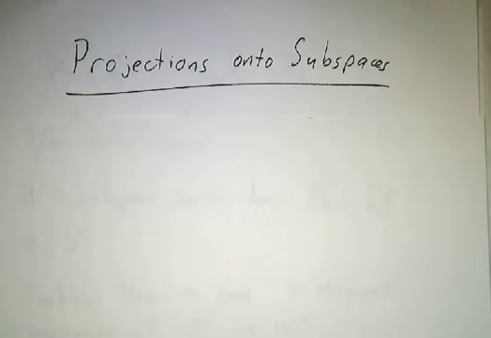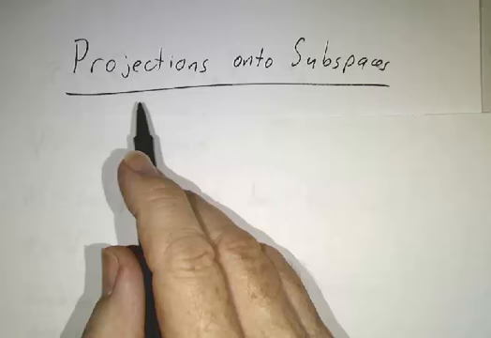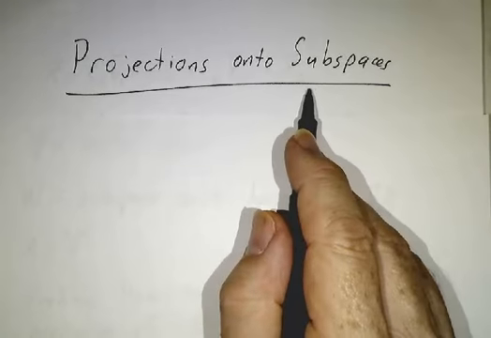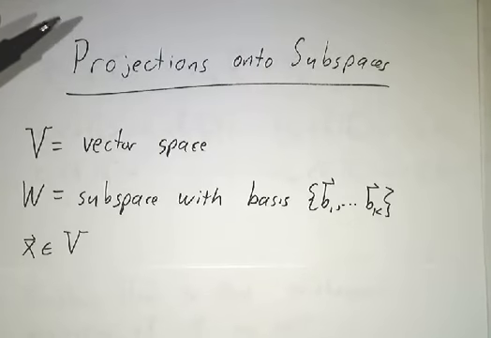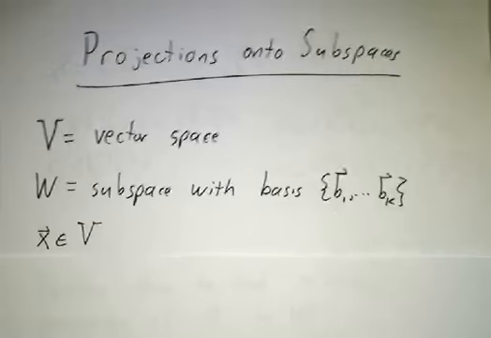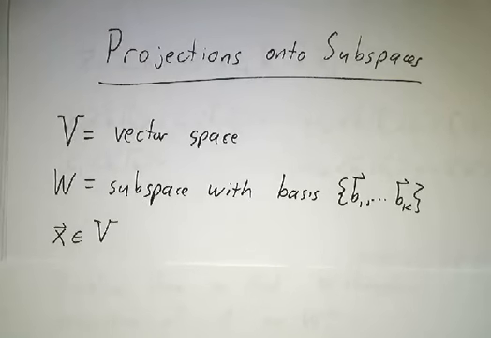In previous videos, we saw how to find the projection of a vector onto a subspace if you had an orthogonal basis for that subspace. Now we're going to do it even if we don't have an orthogonal basis, and this is going to give us the machinery we need to do least squares.